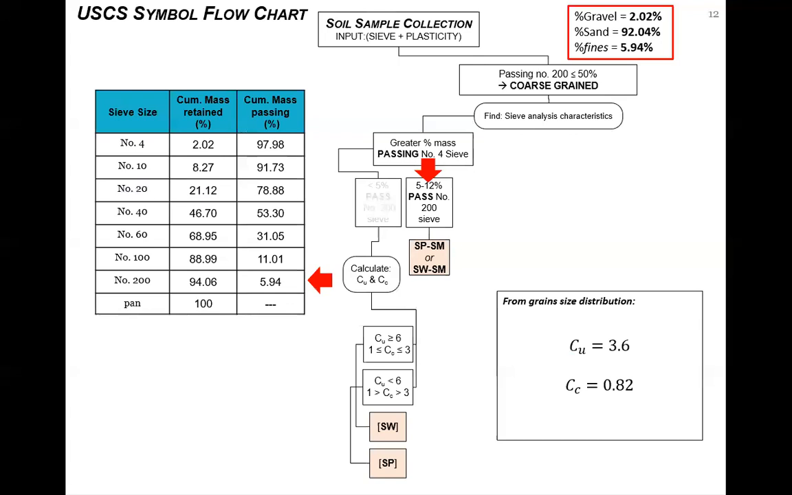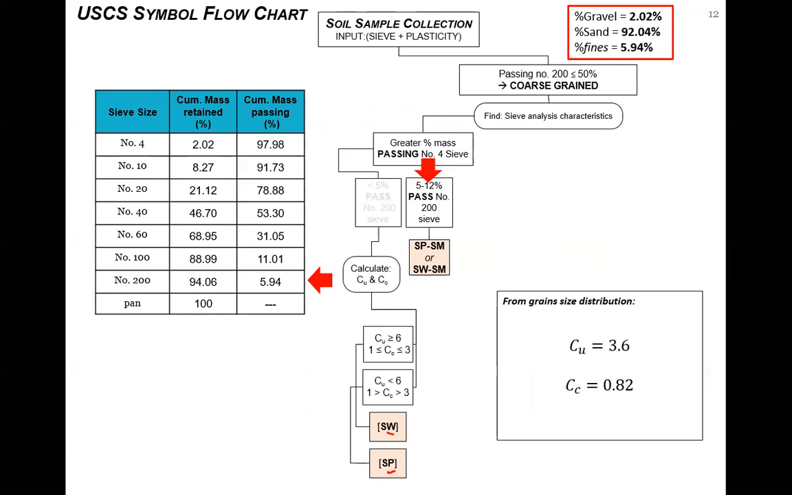So what we have to do now is see which tree it goes into. Is it going to be well graded or poorly graded? For it to be well graded, that means our CU has to be greater than 6, and our CC needs to be greater than 1, but less than 3.